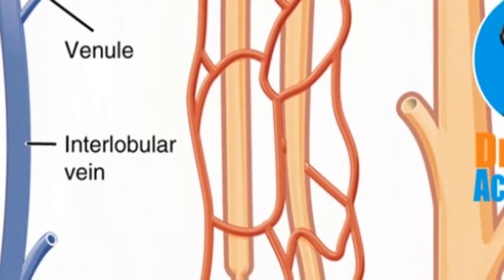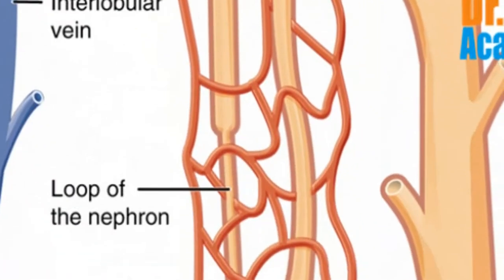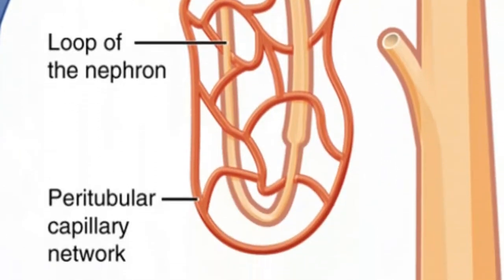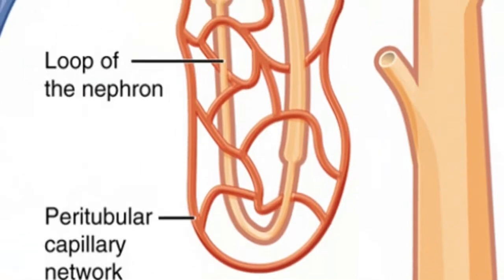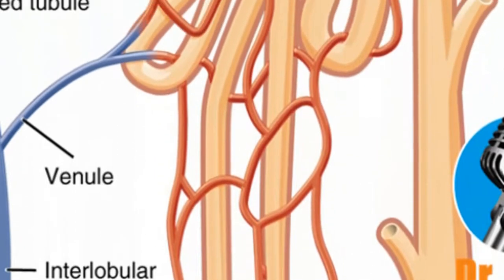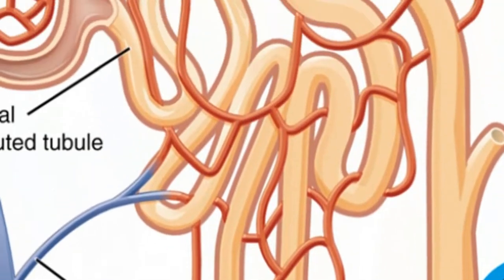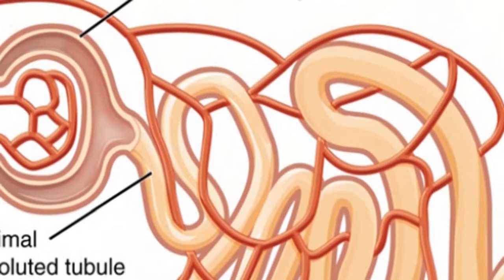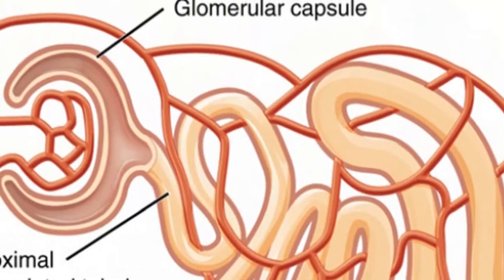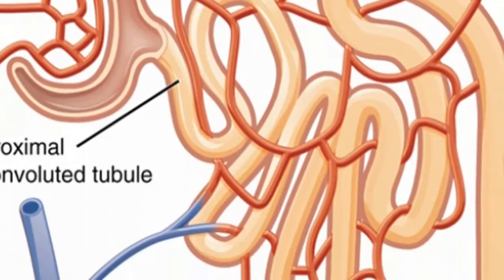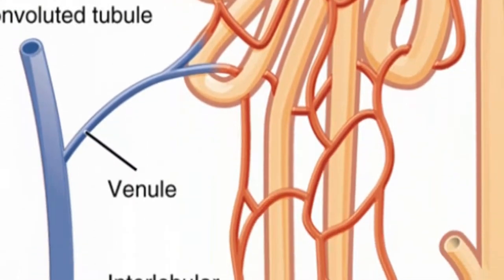So these are the network of blood capillaries that form a mesh-like structure around the renal tubule, and these are the peritubular capillary network. This peritubular capillary network plays an important role in the second and third stage of urine formation, that is tubular reabsorption and tubular secretion, which is specific to the renal tubular capillary network.